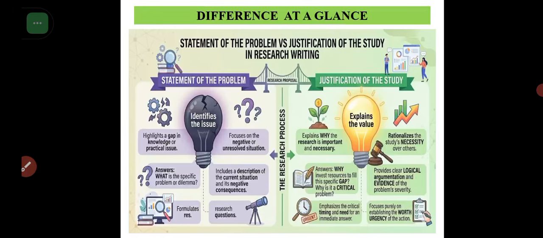So it's a problem, it's a need the child has, but that need is not practicable when you're talking about solving needs. It's not relevant to solve that need at that time. There is no urgency at that time. So justification emphasizes the critical timing and the need for an immediate answer.